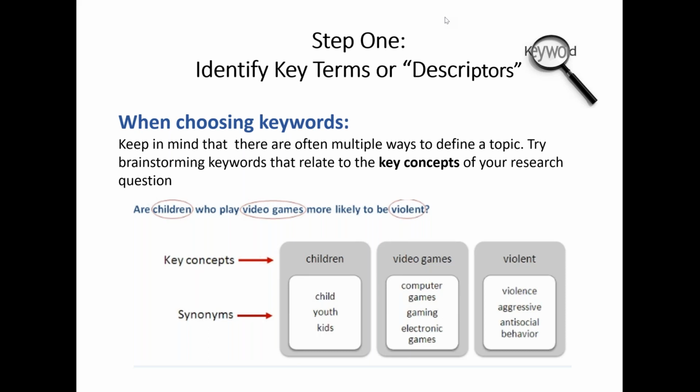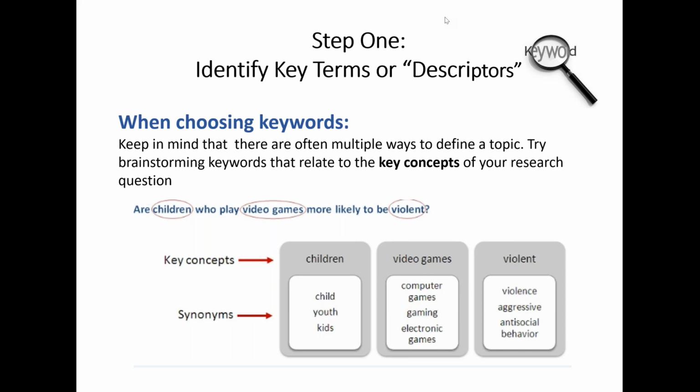So I have an example here. If we were doing a study on, are children who play video games more likely to be violent, we pick out those key concepts, right? So children, video games, violent. You take them directly out of your question. Usually it's going to be between 2 to 4 concepts, right? Any more than that and it starts getting a little too specific or too narrow. And obviously, 2 is going to be pretty broad. So usually it's going to be 3 to 4.